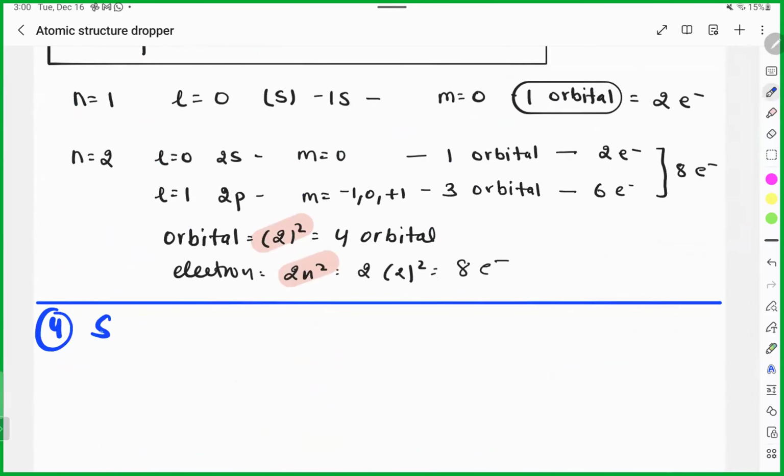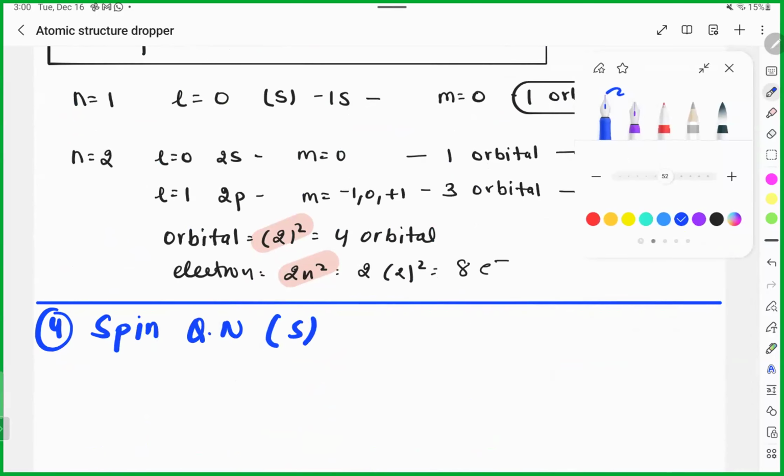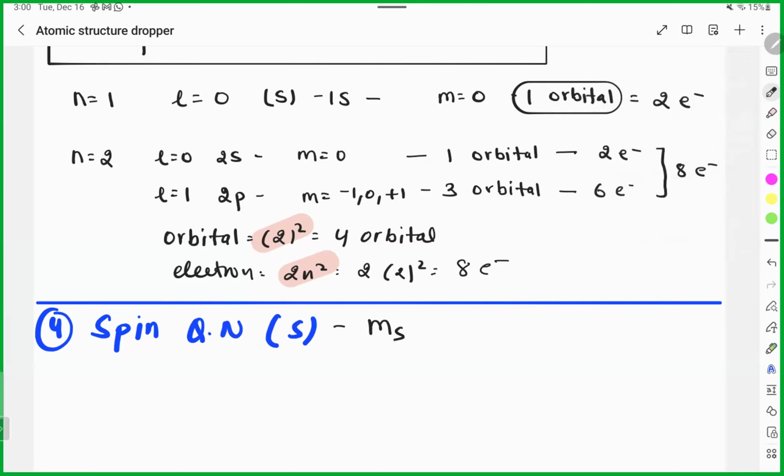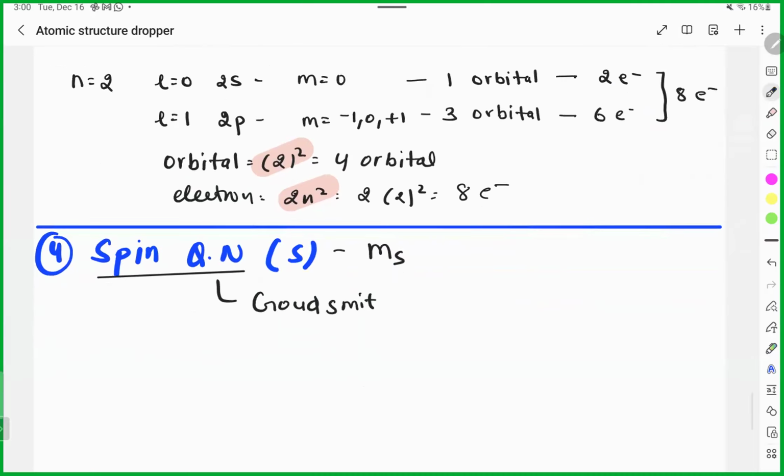Fourth is spin quantum number. Sometimes it is written by S, or sometimes also by MS. Same thing. This is given by Goldsmith, but don't remember that. More important is, what is the benefit? Why do we want to know about the spin quantum number?